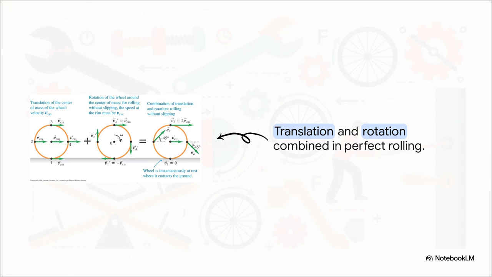Well, when a wheel rolls perfectly on the ground without sliding, it's actually a beautiful combination of two different things. The whole wheel moving forward, translation, and the wheel spinning around its center, rotation. So the total kinetic energy of the wheel is the sum of its translational kinetic energy and its rotational kinetic energy. For perfect rolling without slipping, the speed at the outer rim of the wheel exactly matches the forward speed of the car's center of mass. This means the very bottom of the tire, the exact spot where it touches the road, is instantaneously at rest. It's kind of mind-blowing, but it's pure physics in motion on every single drive.